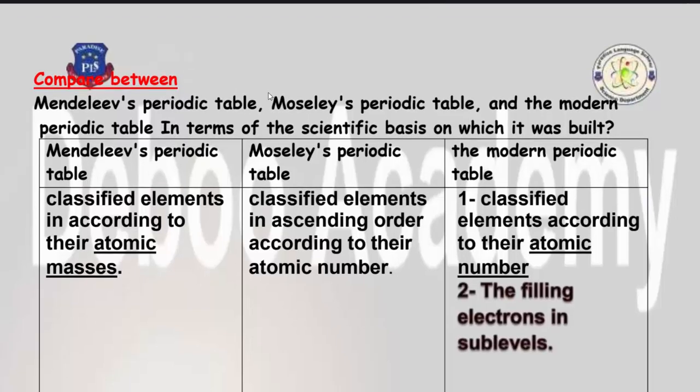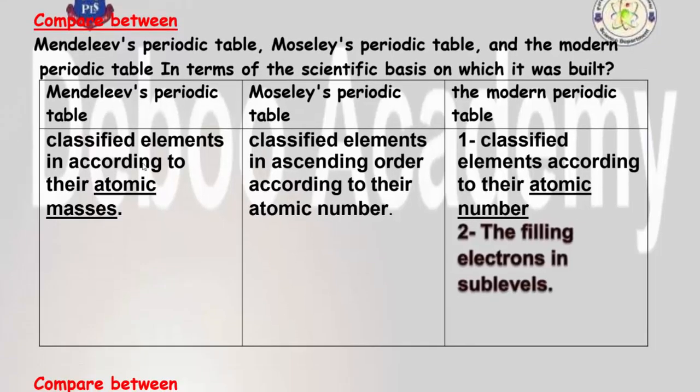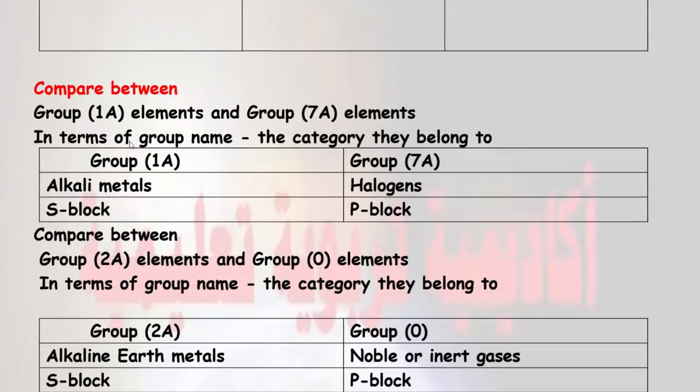Compare between Mendeleev periodic table, Moseley periodic table, and the modern periodic table in terms of scientific basis. Here, as we said, Mendeleev relied on atomic masses, Moseley on atomic number, and the modern periodic table on atomic number and filling sub levels.